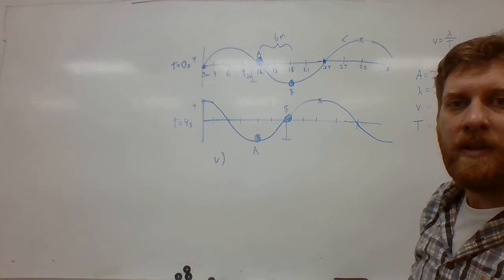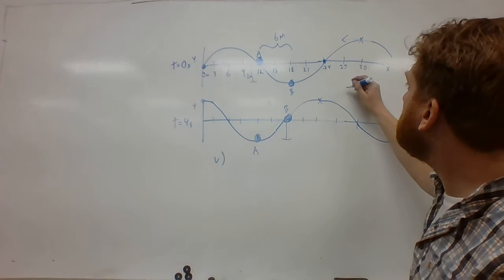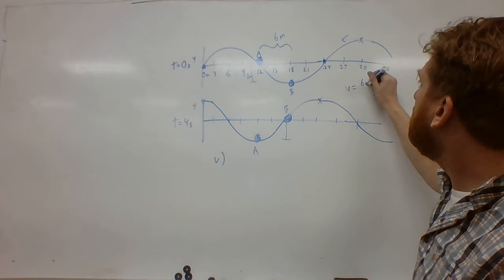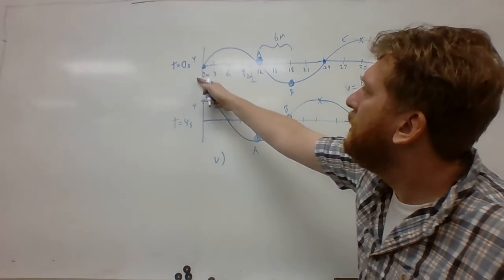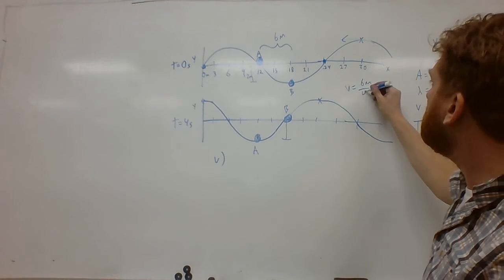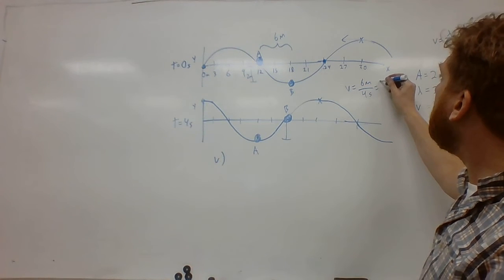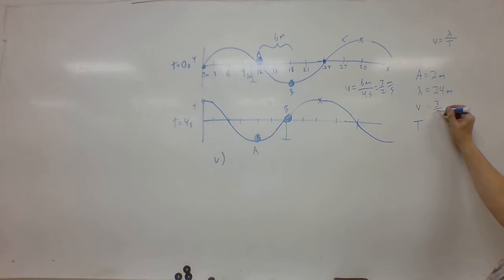So now we could determine the velocity. How far did this crest move? It moved 6 meters. And how much time did it take to move 6 meters? Well, we have the times right there. It took 4 seconds to move those 6 meters. So the velocity is 3/2 meters per second.